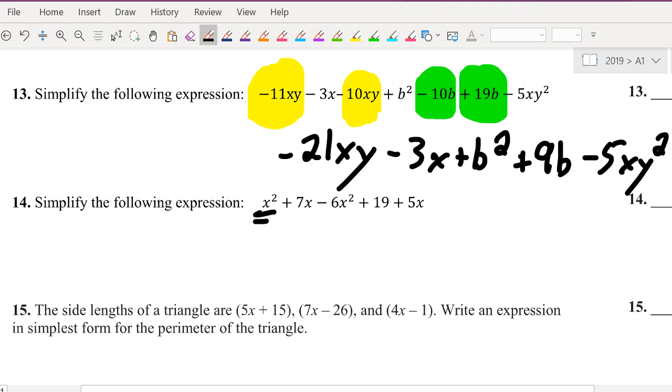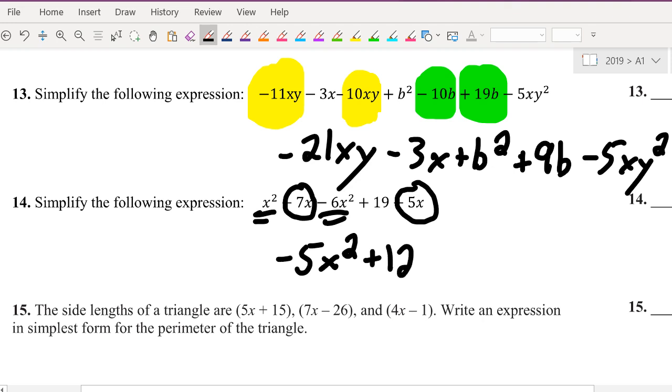All right, what about this one? X squared. Any more X squareds? Yes. What about X's? Any other X's? Yes, that's positive 7X, positive 5X. So we've got negative 5X squared plus 12X, because those are both positive, plus 19.